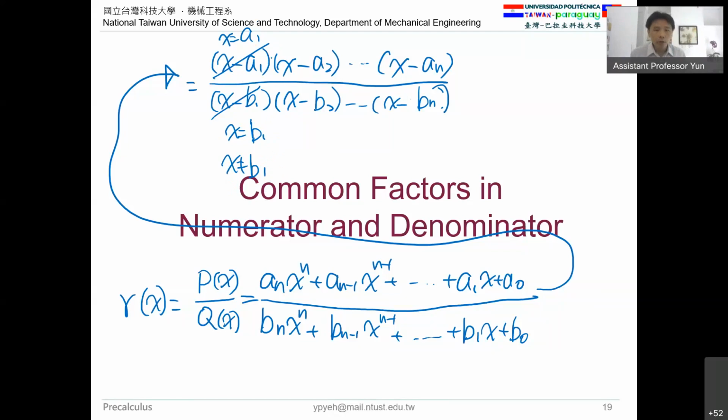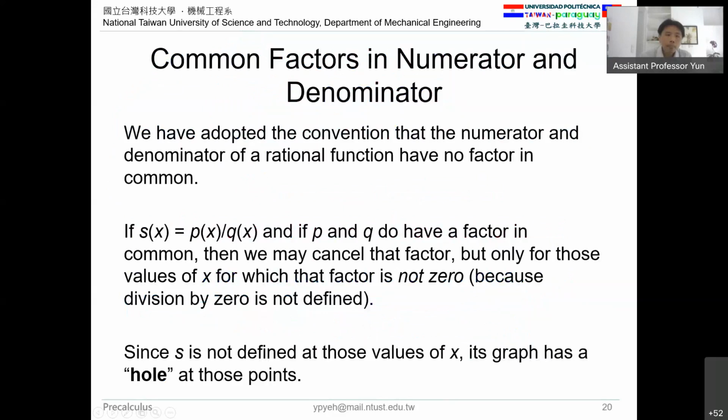And also, in the numerator, there will be some intercepts. So you also need to know this when we cancel the common factors of the polynomial function in the numerator. Okay, so that's the theme of this section.